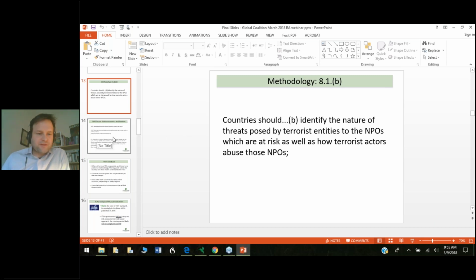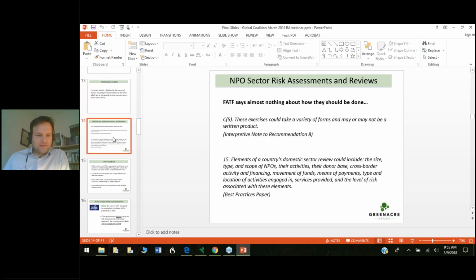So what does FATF say about how this process should be done? Well, if we look at the next slide, we can see. Next slide, please. Thank you. Basically, very little. I would emphasize that FATF does provide large amounts of guidance on all of its recommendations, including on recommendation 8, literally hundreds of pages.